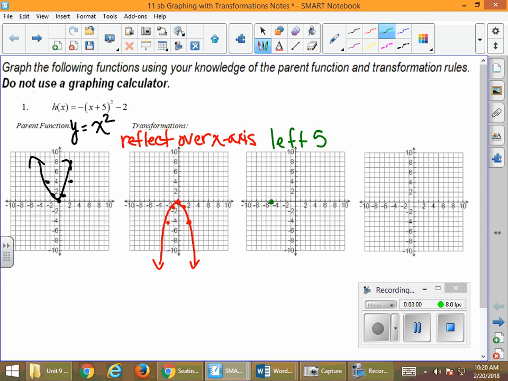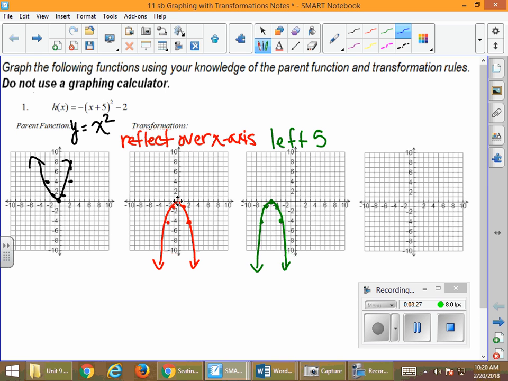Then we're going to take our point 1, negative 1 and move it left 5. We're going to take our point 2, negative 4, and move it left 5. We're going to take our point negative 1, negative 1, and move it left 5. And negative 2, negative 4, and move it left 5. So there's our second transformation.